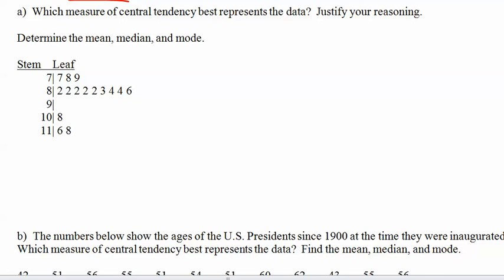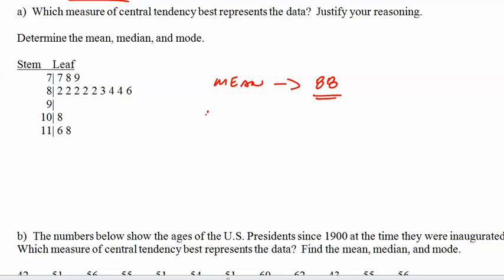So if you go here, which one best represents the data? The mean, we'd have to average up, and we'd have to use a calculator, 77 plus 78 plus 79, and go on and on and on. That would be a colossal pain in the butt. This one actually, yeah, the mean would be about 88.